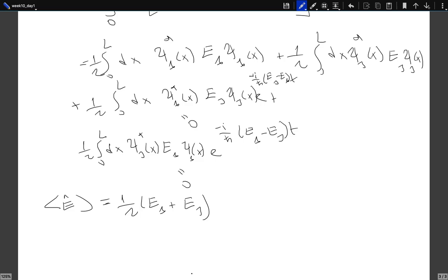By the way, this is not equal to any eigenvalue of the Hamiltonian. I will never obtain this energy value if I make the measurements. This is just the average of them.